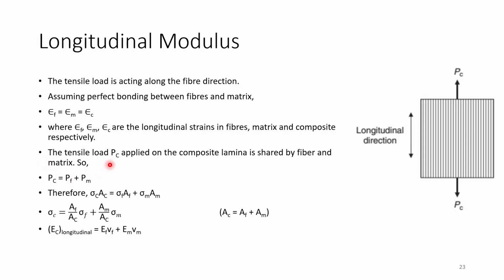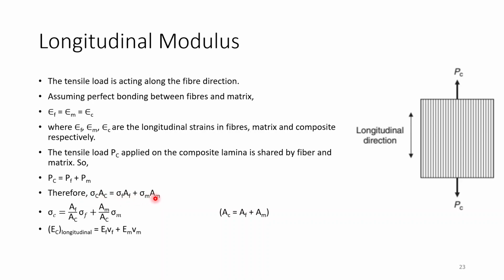And the tensile load PC applied on the composite lamina is shared by the fiber and matrix. So PC will be equal to PF plus PM. So load you can write in terms of stress. As you know, sigma equals P upon A, so P will be sigma times A. So PC equals sigma C times AC, which equals sigma F times AF plus sigma M times AM.